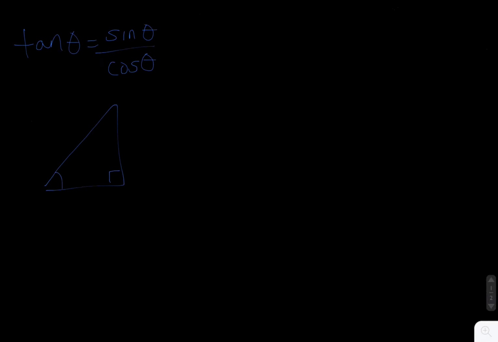Let's say this is theta. Now we know in a right triangle that a squared plus b squared equals c squared. Let's say this is A, this is B, this is C. And then also, you're probably familiar with SOH CAH TOA.